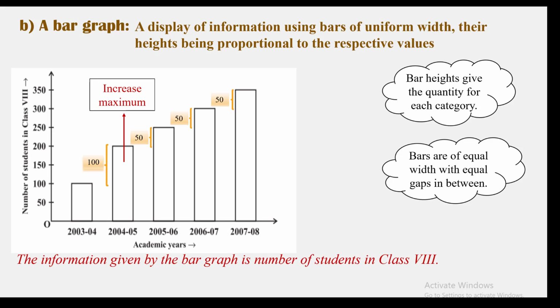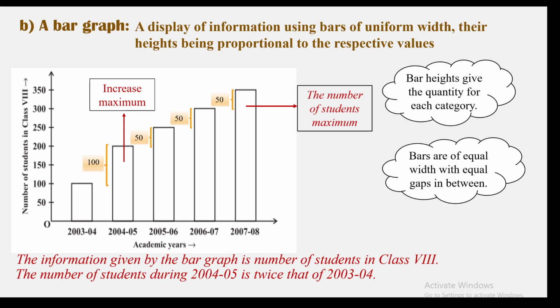2004 to 2005 had the maximum increase. 2007 to 2008 had the maximum number of students. The number of students during 2004 to 2005 is twice that of 2003 to 2004.